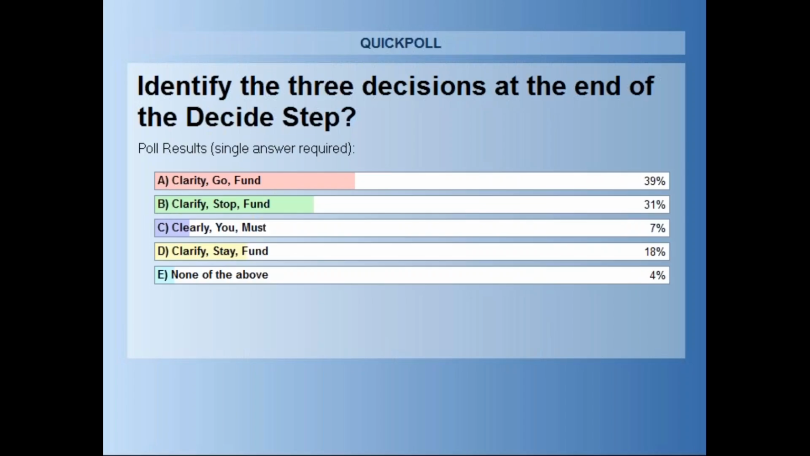Okay. So 39% chose A, clarify, go, and fund. 31% chose B, clarify, stop, and fund. 7% chose C, clarify, you must. And 18% chose D, clarify, stay, fund. And 4% chose E, none of the above. Which was the right answer? The correct answer is B, that we should clarify, stop, and fund. That was a close one with A. Yeah, and it's meant to be tricky.